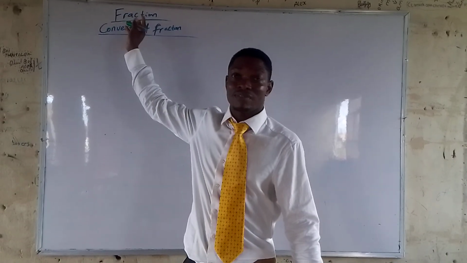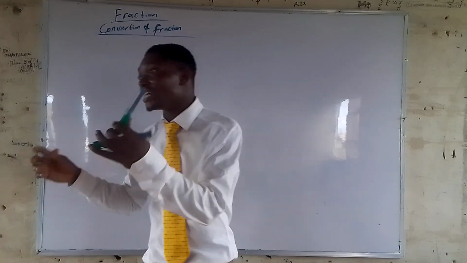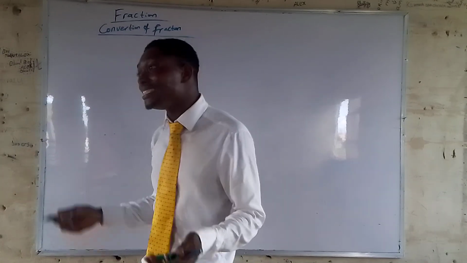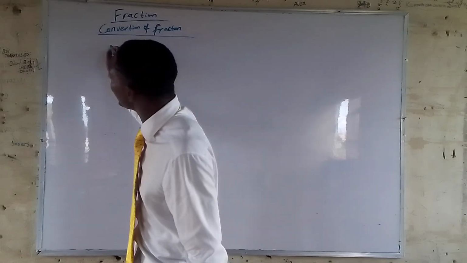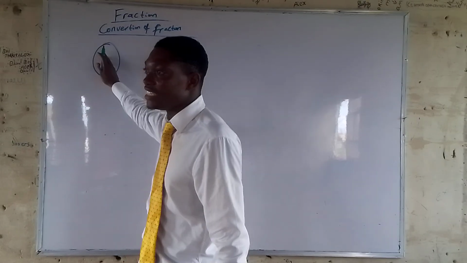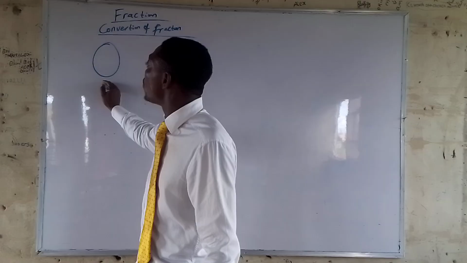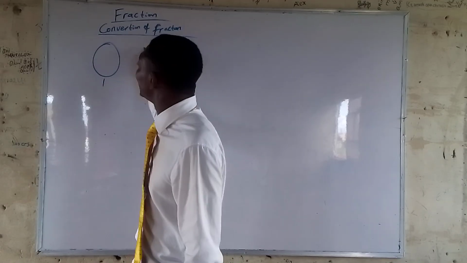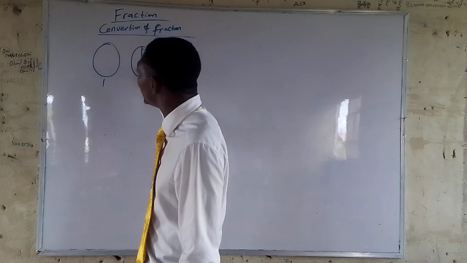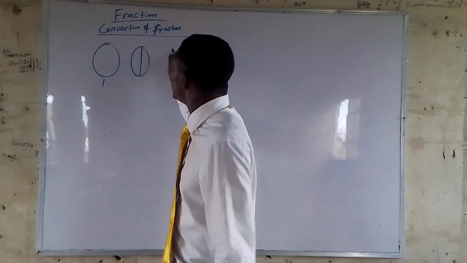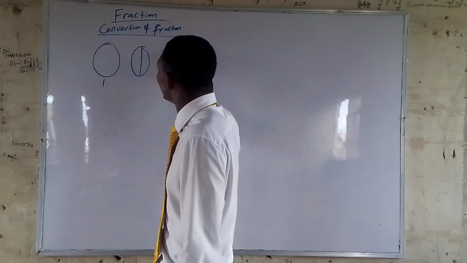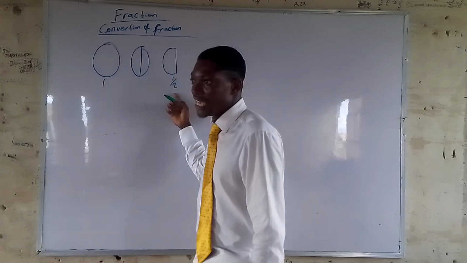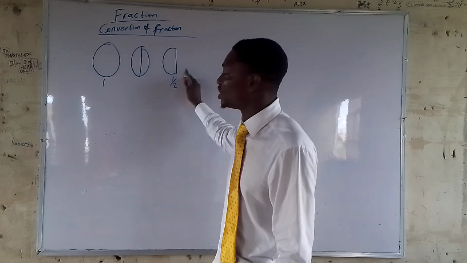Fraction is a part of the what? Of a whole. I used an orange as an example. Here you have an orange like this. That shows that this is a whole, which is 1. And this orange can be divided into 2. If you divide it into 2, you are going to have the half of it, which is half. And that is what we call a fraction.